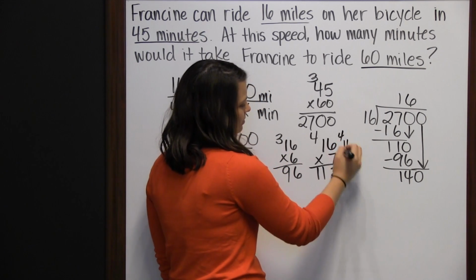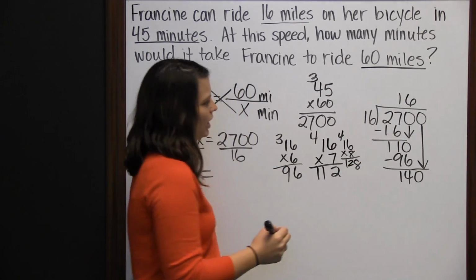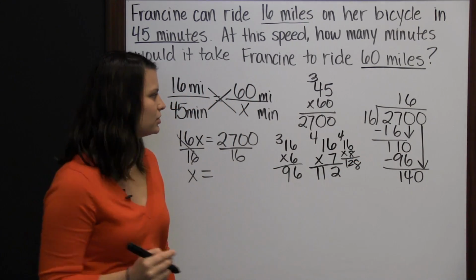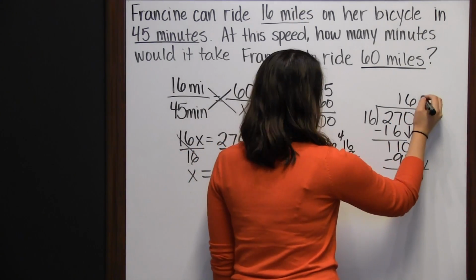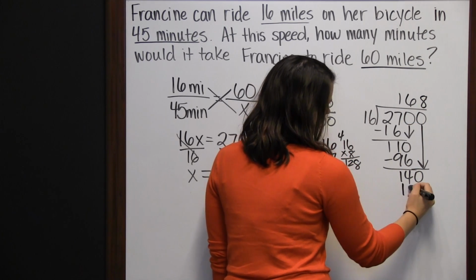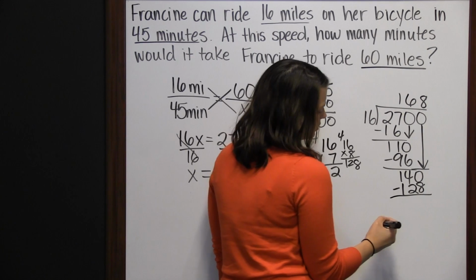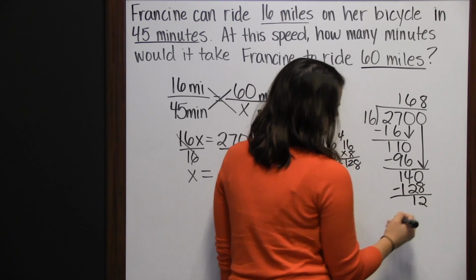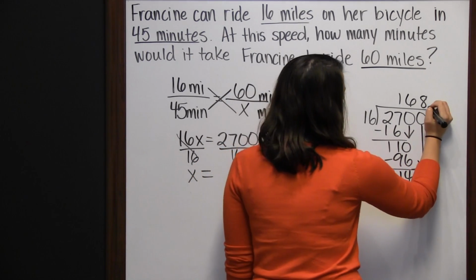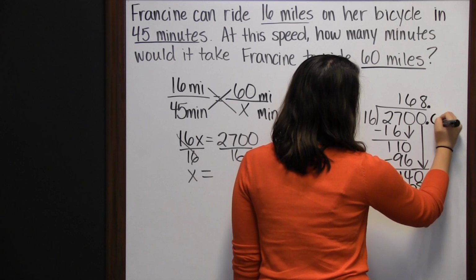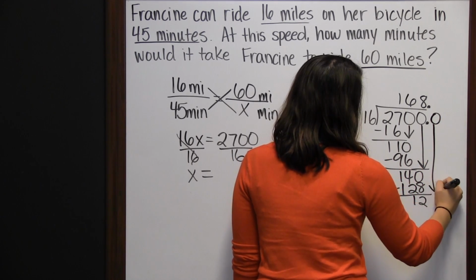8 times 1 is 8, plus 4 is 12. And that's all we're going to be able to do. So 8 times 16, and we get 128. And when we subtract those numbers, we get 12. So that means we need to add a decimal and a 0 and bring it down.